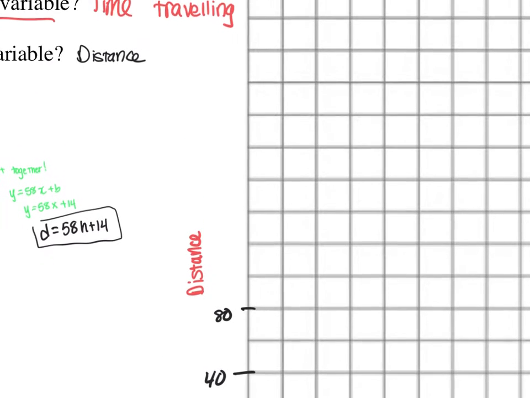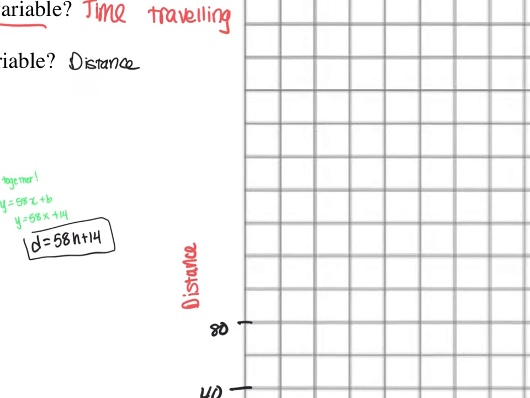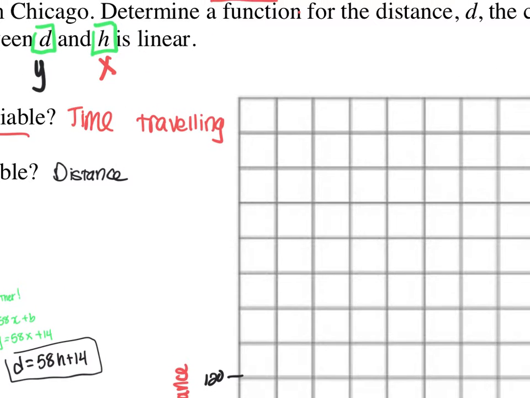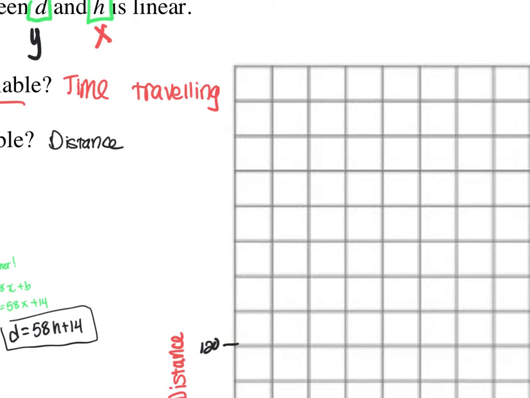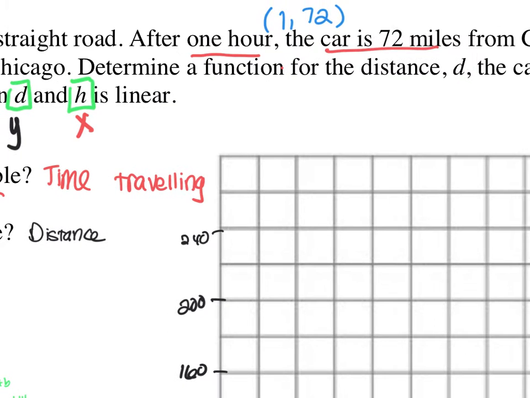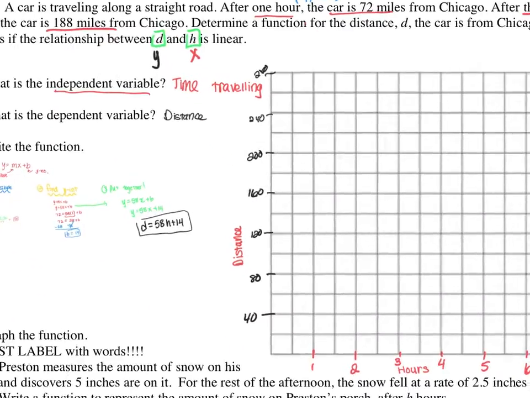So this will be 40, 80, 120, 160, 200, 240, and then last but not least, 280. So now it's all right to get a bunch of points plotted. It really is. It's completely fine.